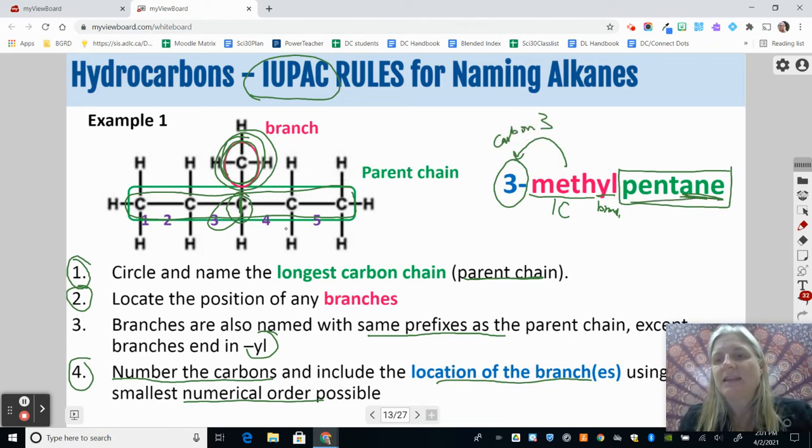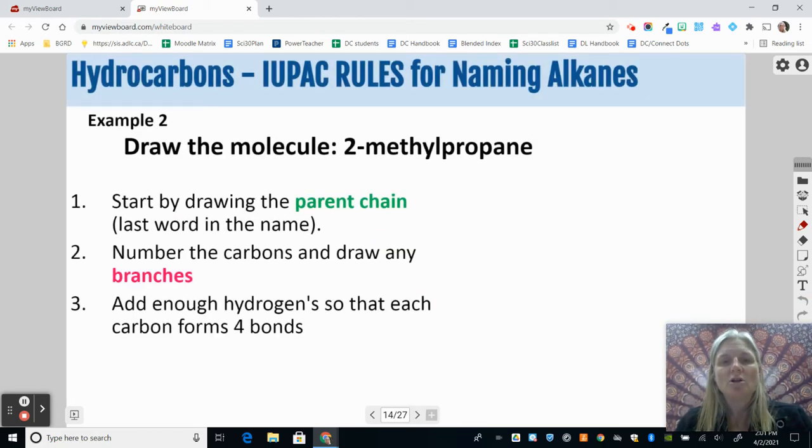And it's on a pentane chain. All right, let's take another look at another example. So draw the molecule 2-methylpropane. In this case, instead of naming it, we're going to draw. So we're going to start by drawing the parent chain.